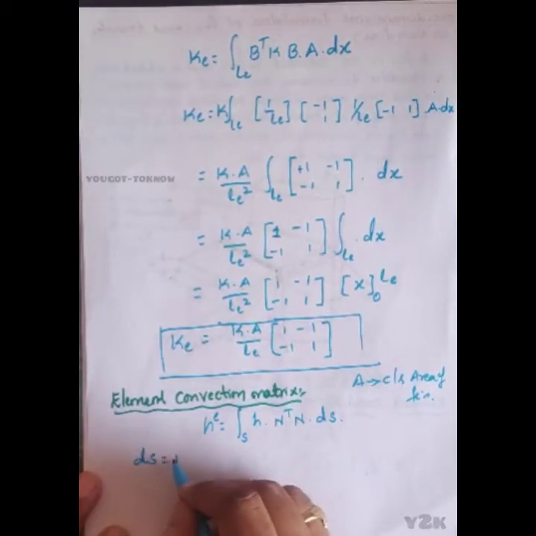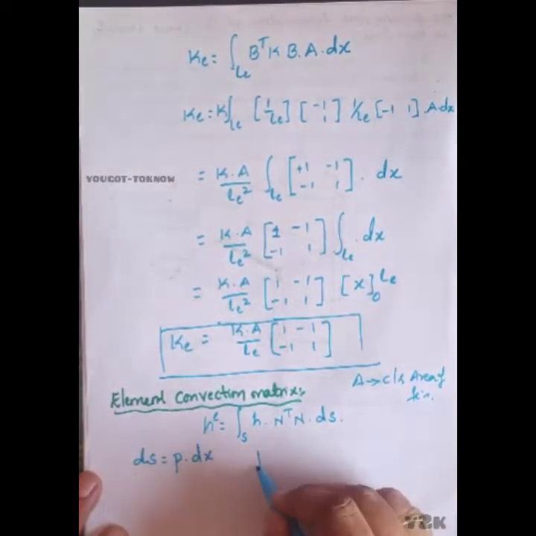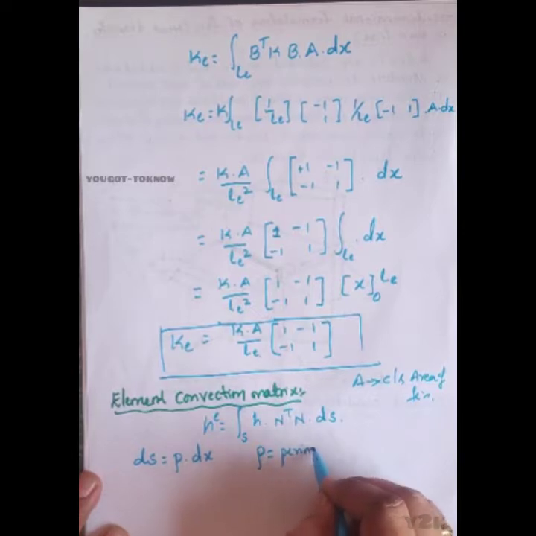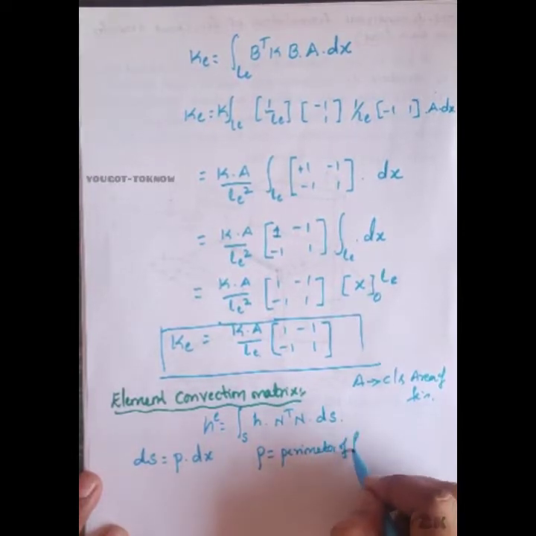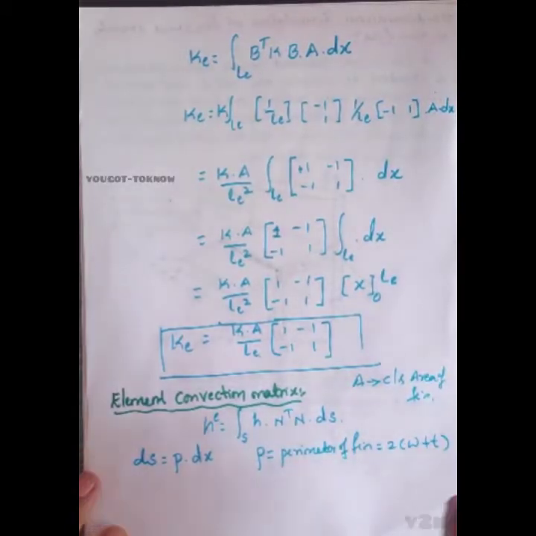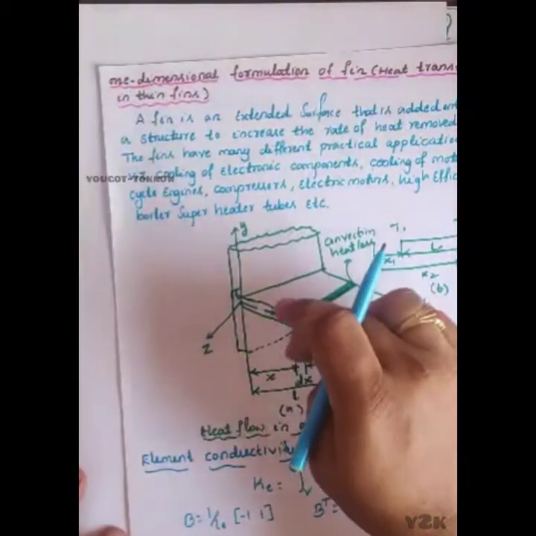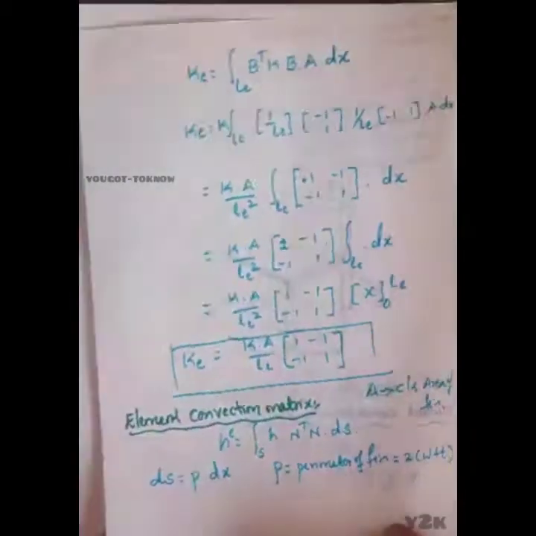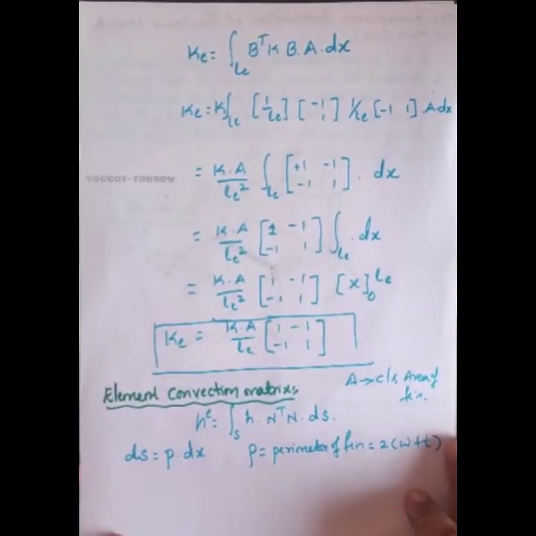Here ds will be equal to P into dx. What is P? P is called the perimeter of the fin. What is the perimeter of the fin? 2 into (W plus T). As I told you, I was showing this surface.